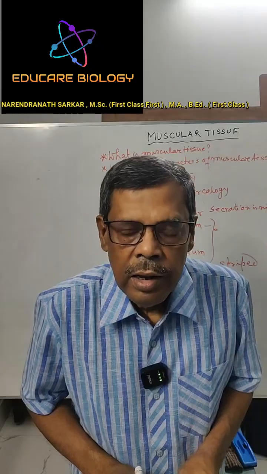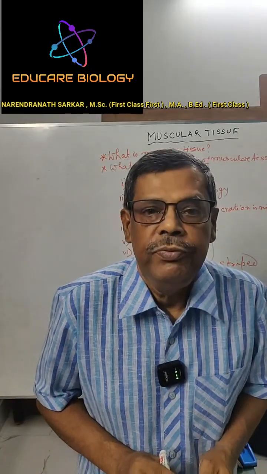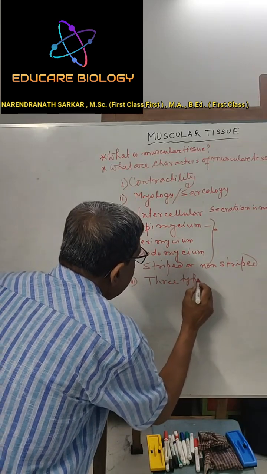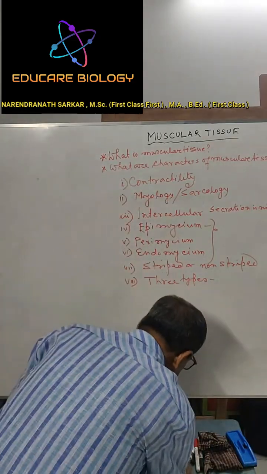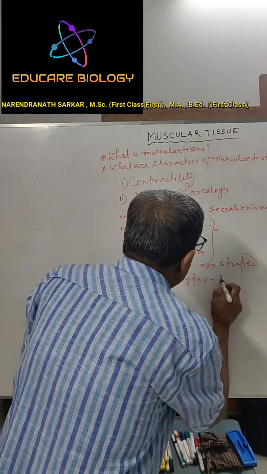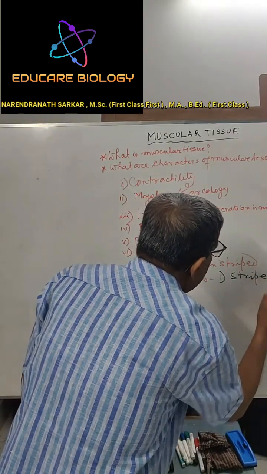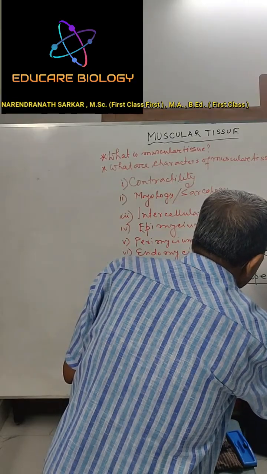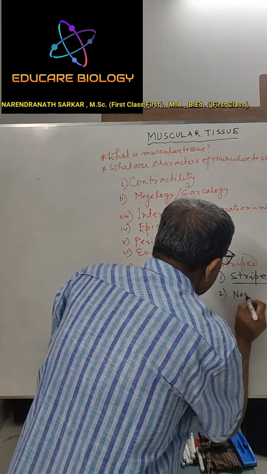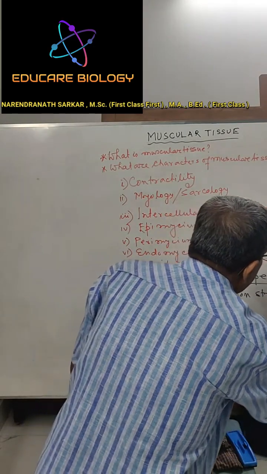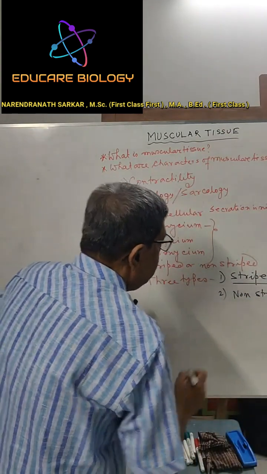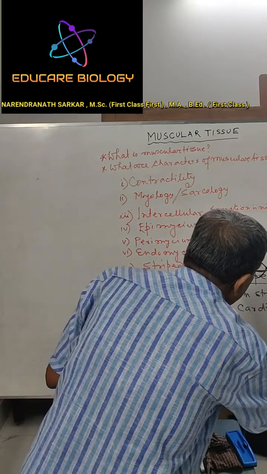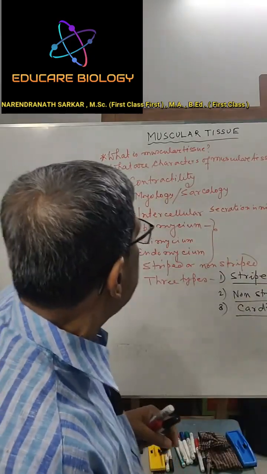Next, muscular tissue is of three types. Number eight, three types. These three types are: number one, striped muscle tissue. Number two, non-striped muscle. Number three, cardiac muscle. These are the three types of muscular tissue.